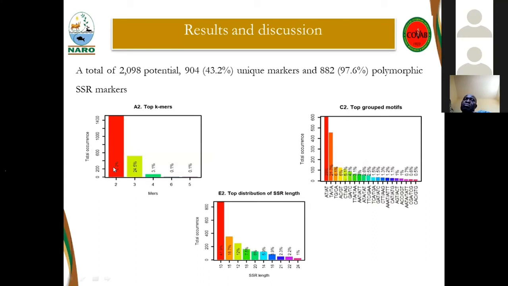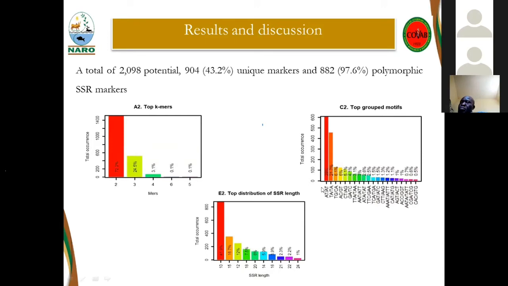I didn't include mononucleotides, because usually they cannot be very informative when you are determining diversity. I only included di- up to hexanucleotides. There were abundant dinucleotides, and this agrees with several studies that have been done, that the abundance of dinucleotide markers in eukaryotic genes is much higher compared to tri- and tetranucleotide markers. And out of these dinucleotide markers, AT were more abundant.